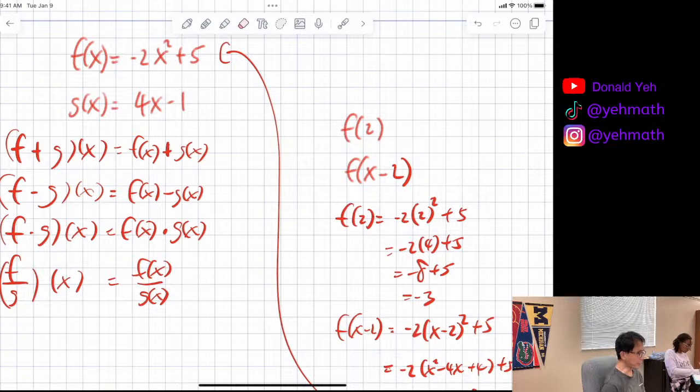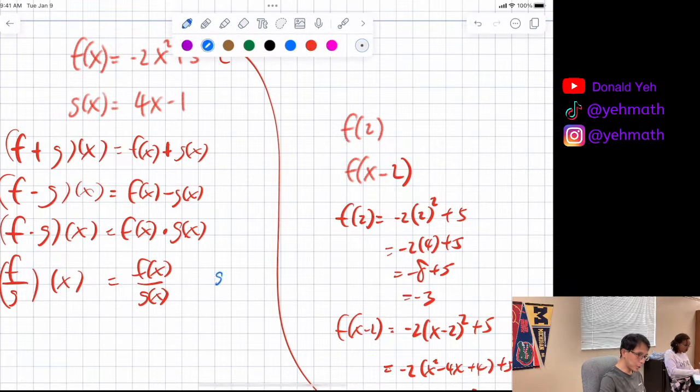So you can actually find f plus g of x here. You can find f minus g of x. You can plug in f times g of x. Now there's only one thing you have to make sure of as far as operations go: g of x cannot equal 0 in this case.